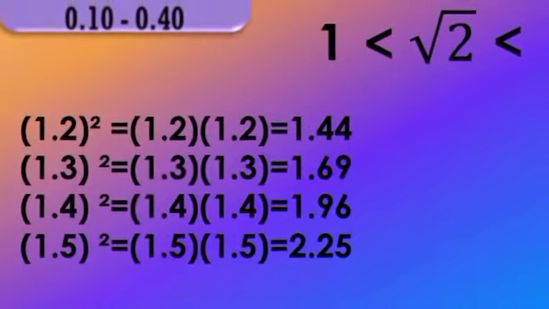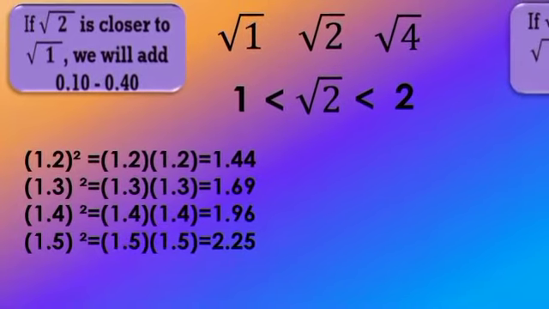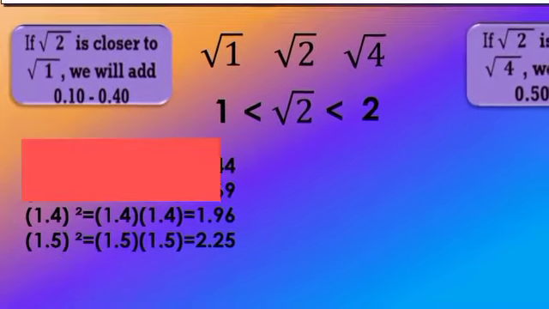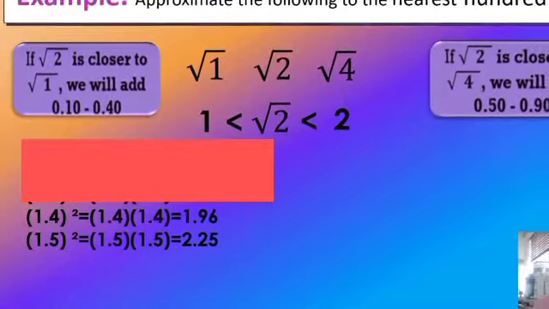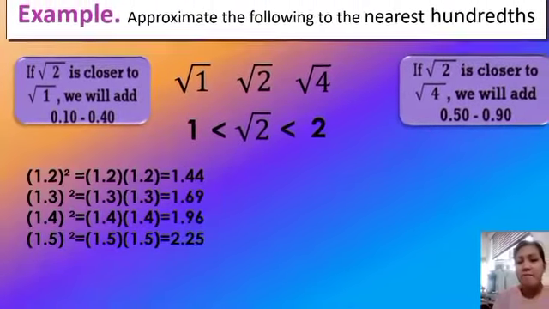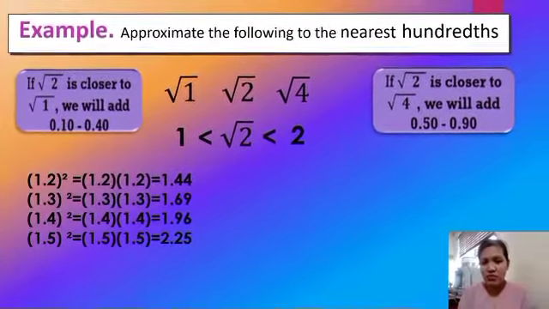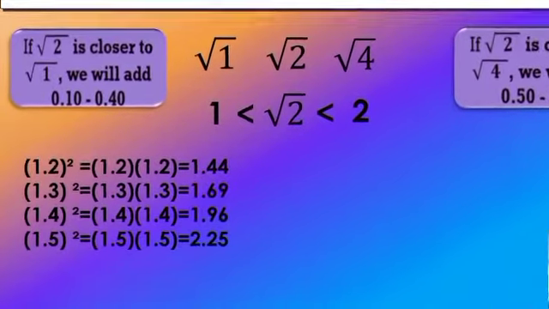Kung mapapansin natin, mas malapit itong 1.44 at si 1.69 ay medyo malayo siya sa 2. Pero itong 2.25 ay mas mataas naman kaysa sa 2. So, hindi siya pwede, erase na yan. Ibig sabihin, ang pipiliin natin ay 1.4.